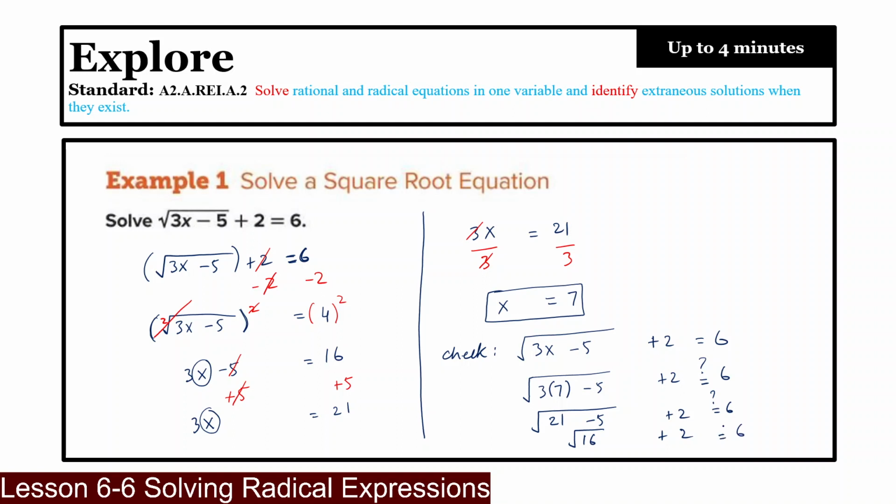I got confused there for a second. And then what's the square root of 16? 4. So 4 plus 2 equals 6. 6 equals 6, and that makes sense. That works. So that means that my answer here is correct. I checked it. X equals 7 indeed works for me. Let me give you a minute to take notes.